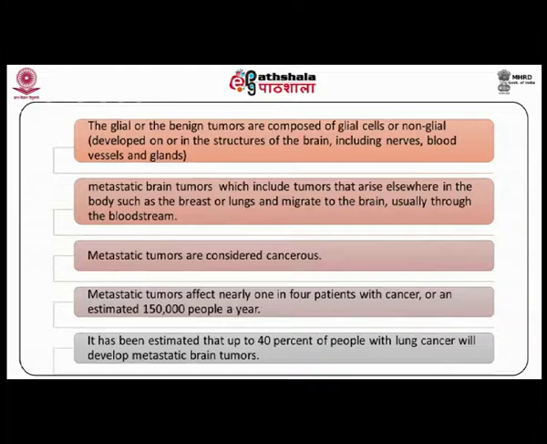And metastatic brain tumors include tumors that arise elsewhere in the body, such as the breast or lungs, and migrate to the brain, usually through the bloodstream. Metastatic tumors are considered cancerous. Metastatic tumors affect nearly 1 in 4 patients with cancer, or an estimated 150,000 people a year. It has been estimated that up to 40% of people with lung cancer will develop metastatic brain tumors.